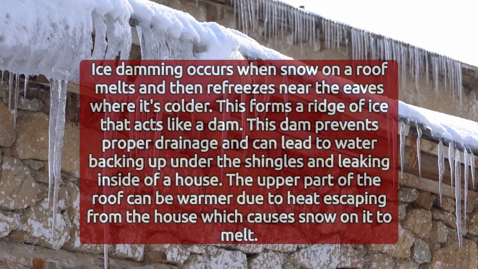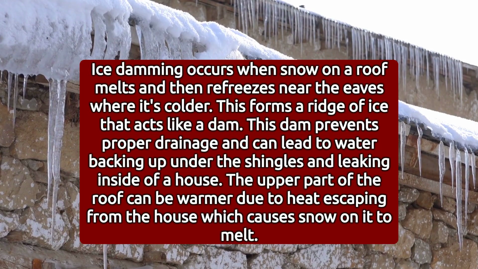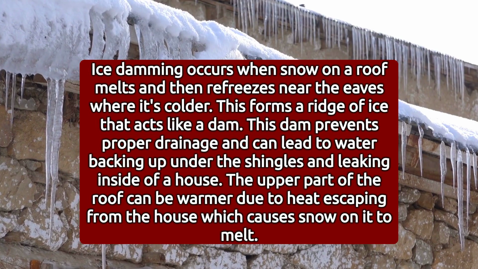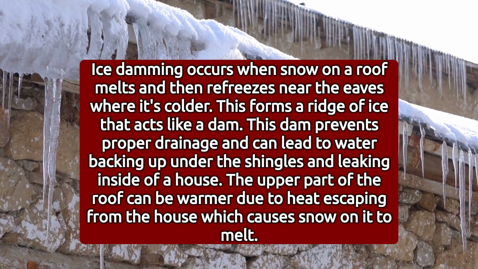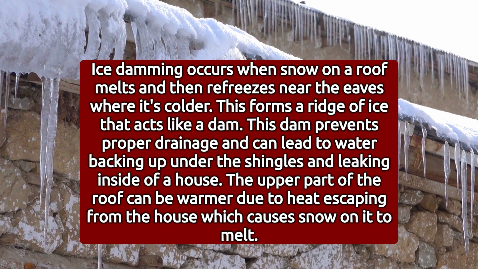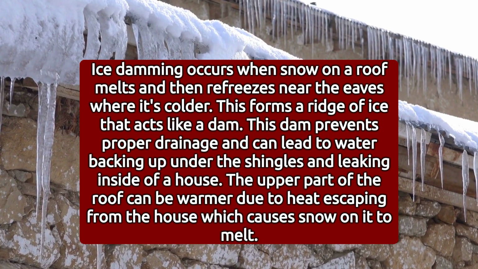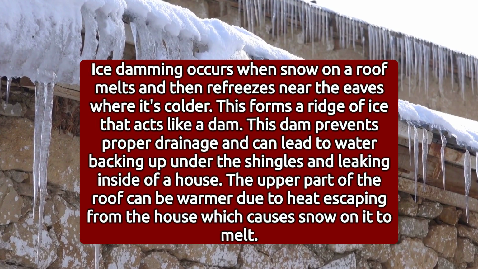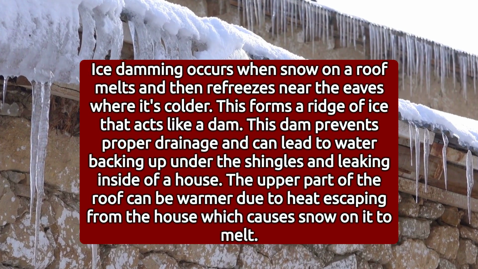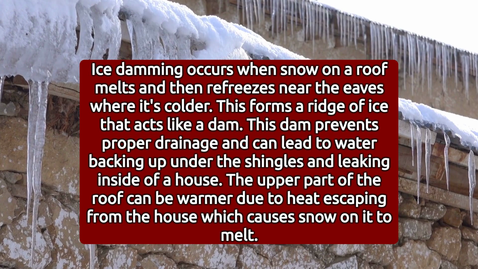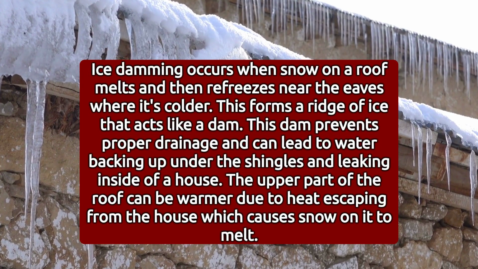Ice damming occurs when snow on a roof melts and then refreezes near the eaves where it's colder. This forms a ridge of ice that acts like a dam. This dam prevents proper drainage and can lead to water backing up under the shingles and leaking inside of a house. The upper part of the roof can be warmer due to heat escaping from the house, which causes snow on it to melt.